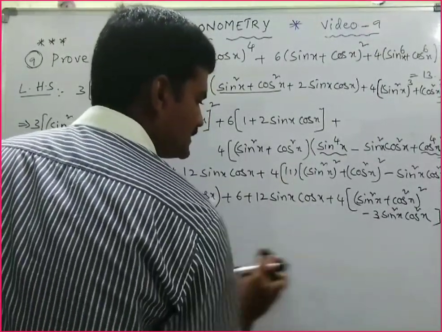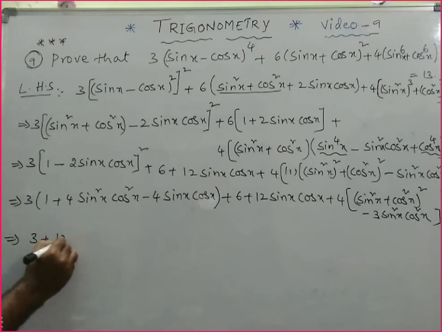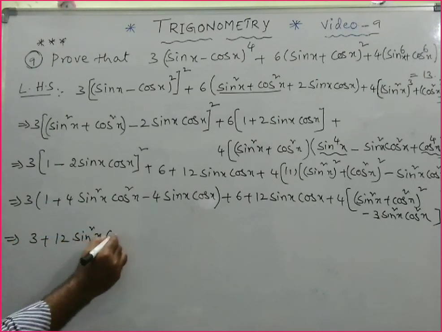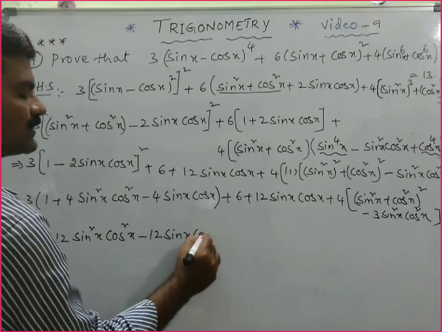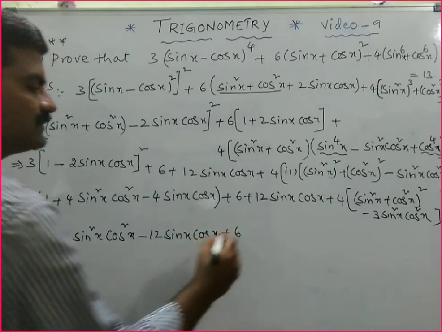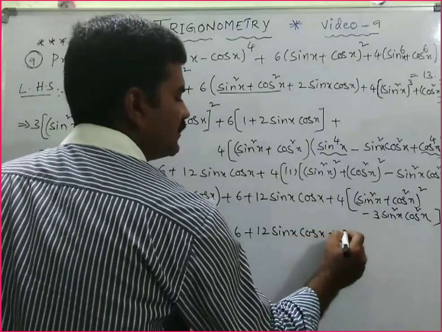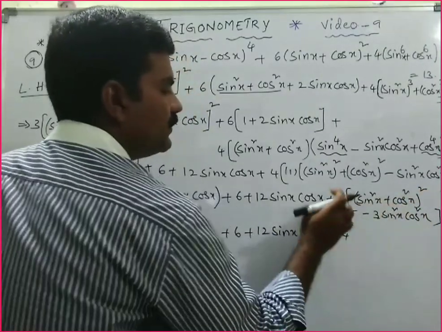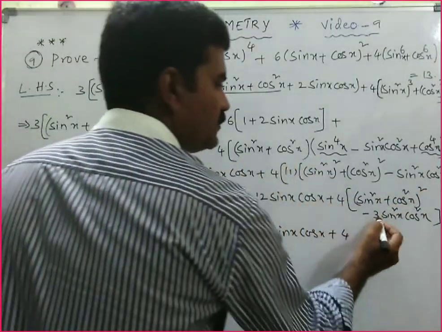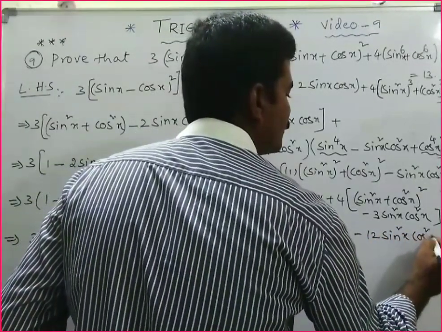So please take care about the simplification. That is the only matter. Yeah, please come on. Multiplication. 3 ones are 3, plus 12 sin square x and cos square x, minus 12 sin x into cos x, plus 6, plus 12 sin x into cos x, plus, first bracket value 1. 1 square is again 1, 1 into 4, plus 4. And 4 into minus 3, minus 12 sin square x into cos square x.